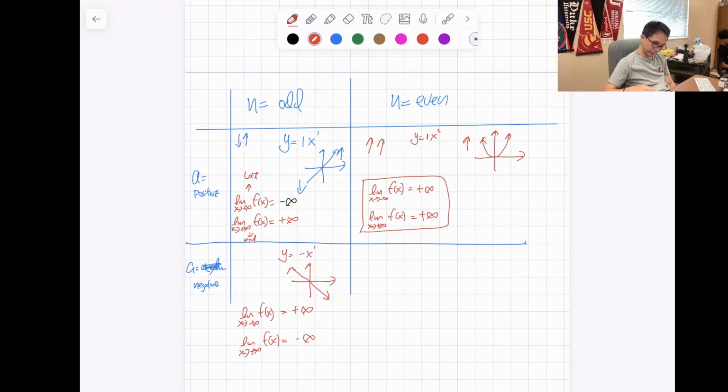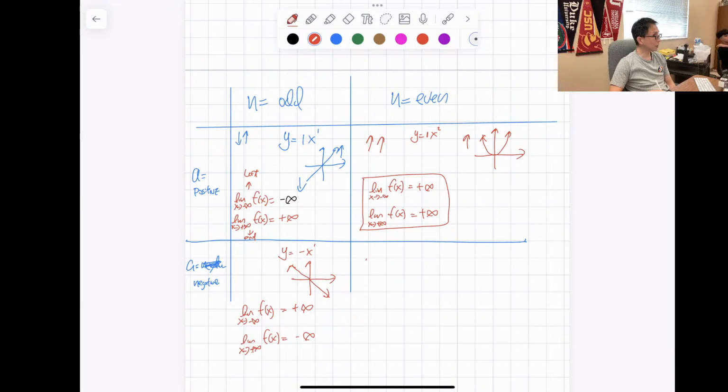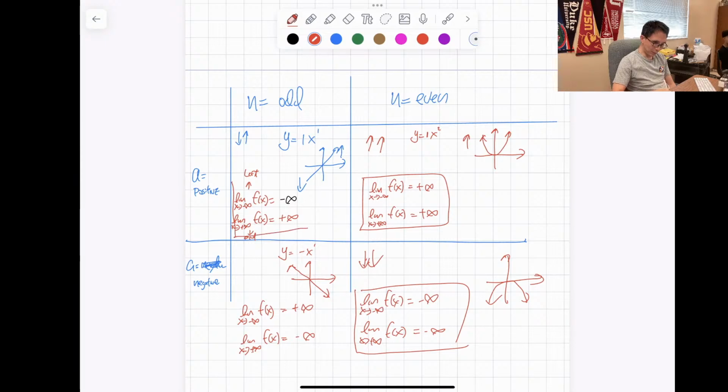Okay. You guys finish writing? What do you think negative and even look like? Which arrow will I draw? Two downs, good. So a good example is negative x squared, right? And so it'd be limit as x approaches negative infinity of f of x is equal to negative infinity. Limit x approaches positive infinity is equal to negative infinity. So that is the proper way to write it on all of them.